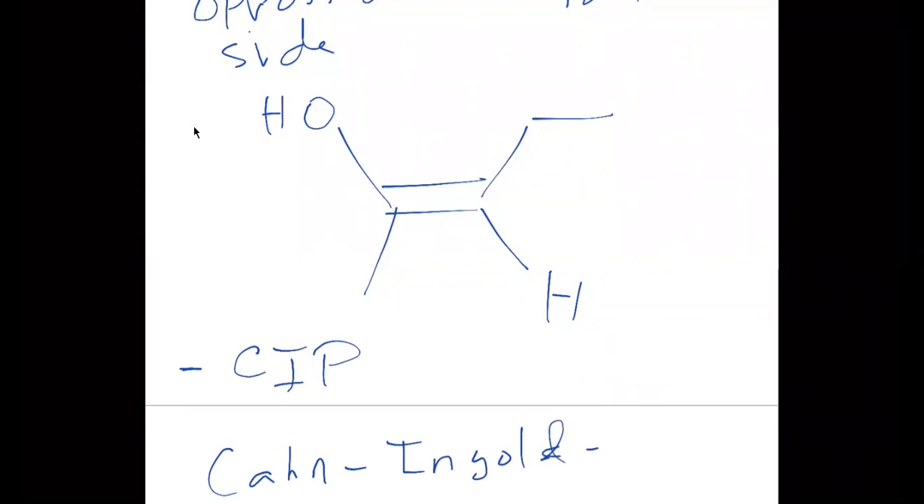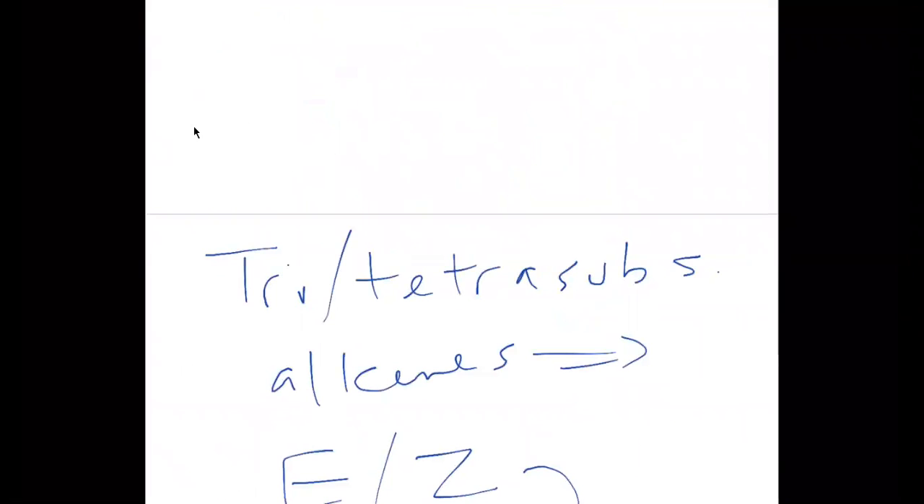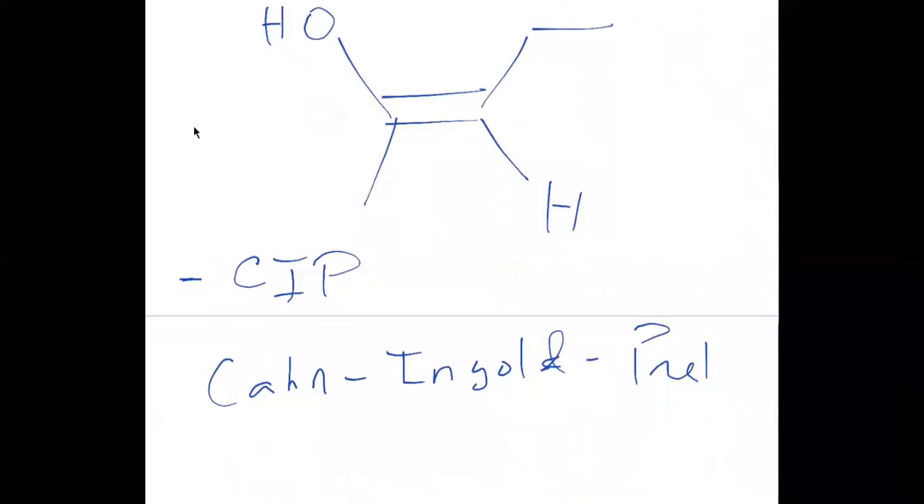Dr. Russell, when did you say we had to use the CIP rule? If it's tri-substituted or if it's tetra-substituted. Okay. All right. So you use what's called the Cahn-Ingold-Prelog rules, and I'm going to show you what that means. It sounds complicated, but it's really not.